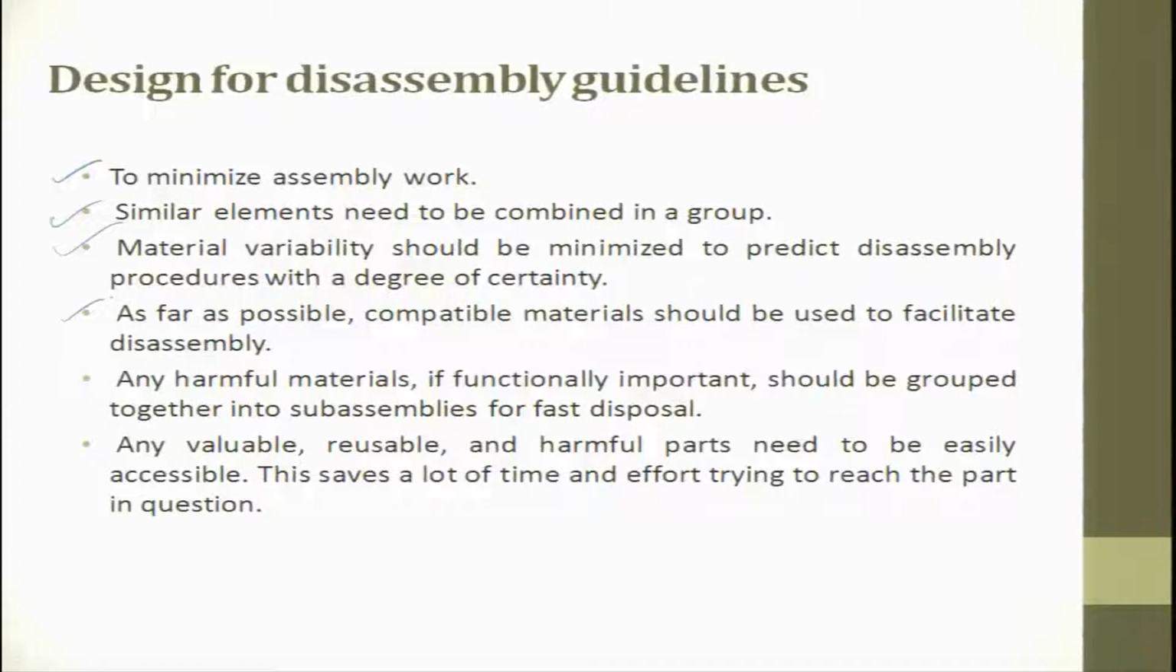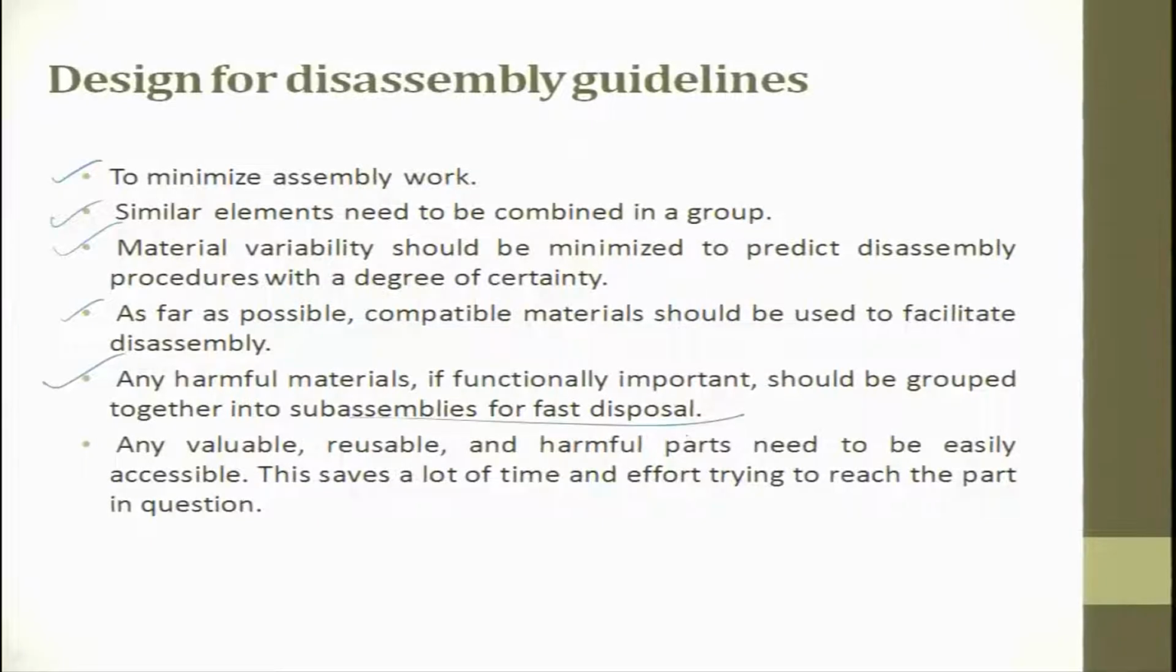So, as far as possible compatible materials should be used. Any harmful material, if functionally important, should be grouped together into a sub assembly for fast disposal. For example, when you take a PCB or a smartphone, there are about 25 to 30 rare earth materials which are used, which are highly toxic. So, that is what we say: any harmful material, if functionally important, should be grouped together into sub assemblies for fast disposal.